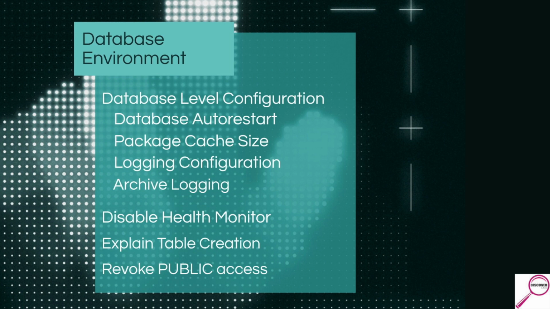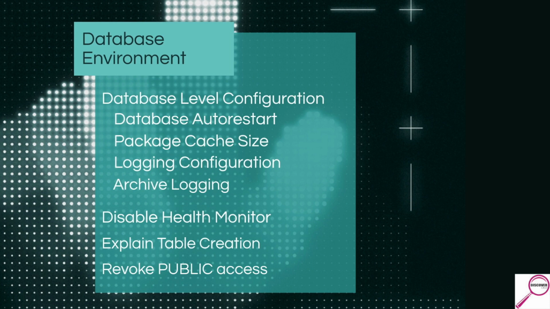When we're at the database environment level, we've got a lot of little switches to play with. Matter of fact, this episode is going to be slightly longer than I like because we are at a granular level, and I have to stop and warn you, hey, watch out changing A because it could affect B. But we're basically hitting 4 main areas: the database configuration, turning off the health monitor, creating the explain tables for future use, and revoking public access.